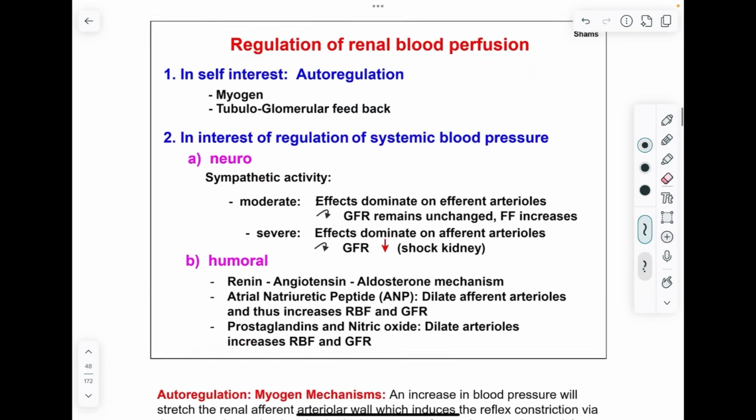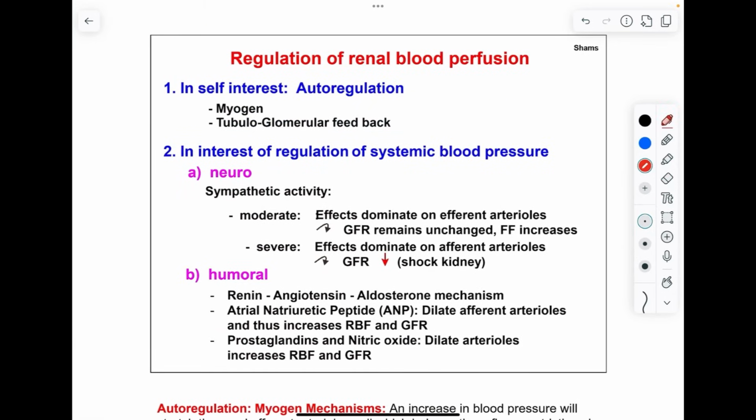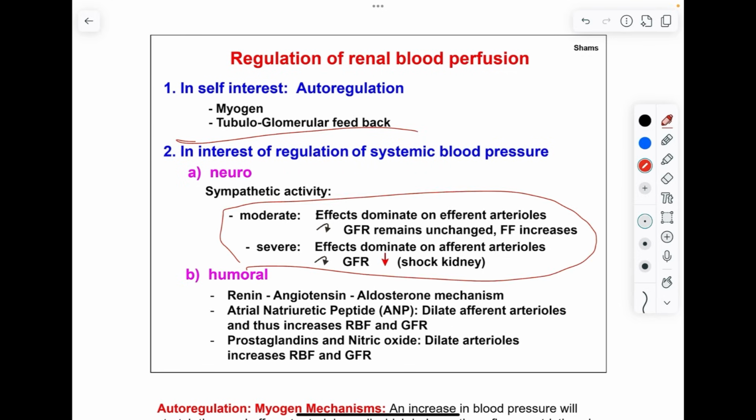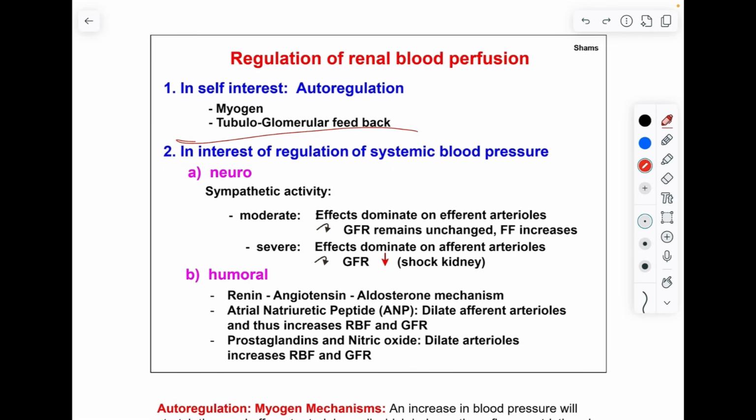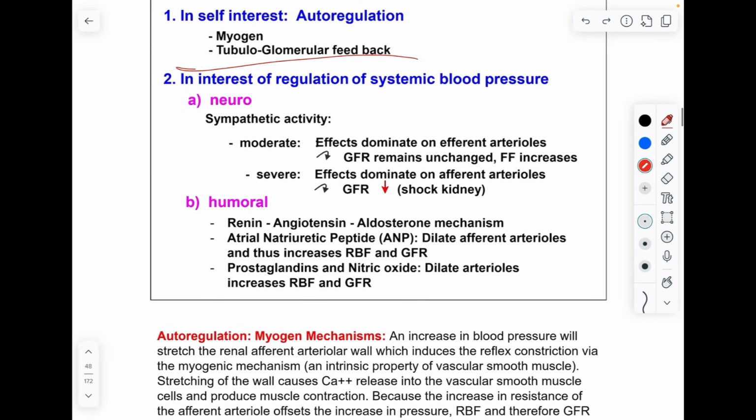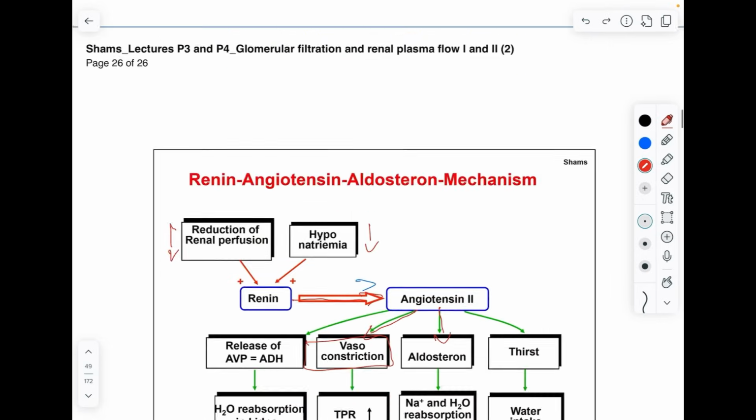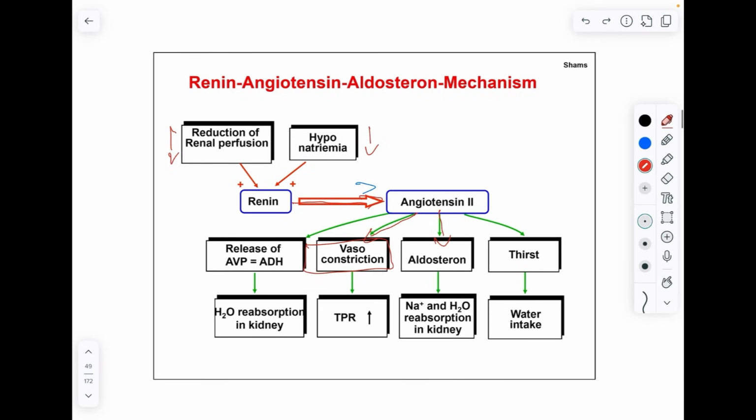Okay? From this slide, you guys already know this. This you should remember also. You might be asking about it, but I doubt it. You just remember the efferent and afferent arteriole, what they do. Humoral, you need to know the renin especially. And as I said, this is how it works.